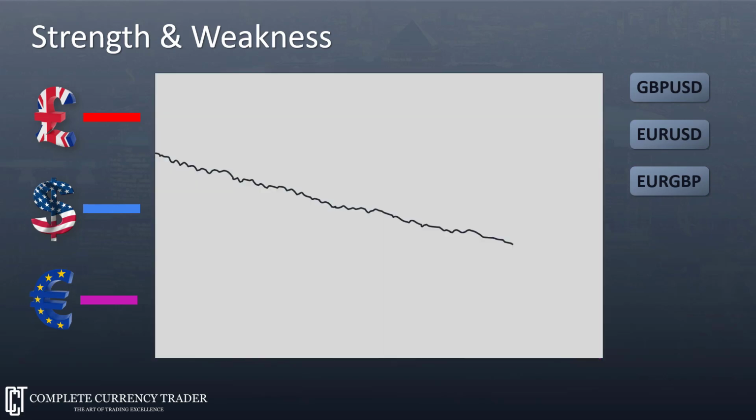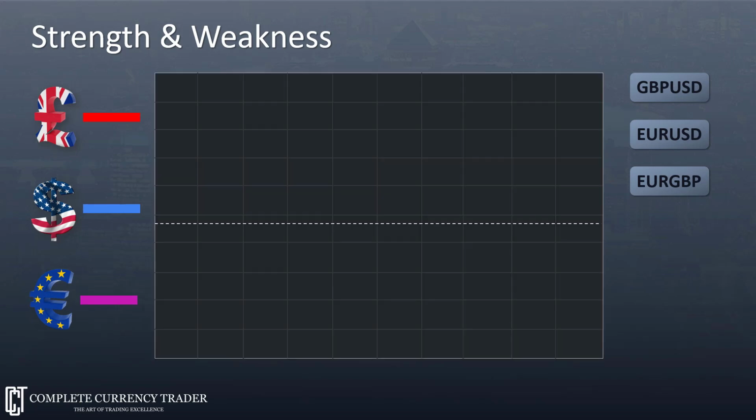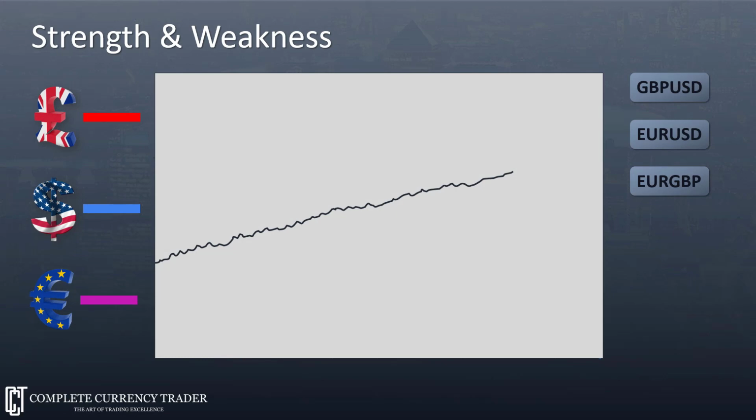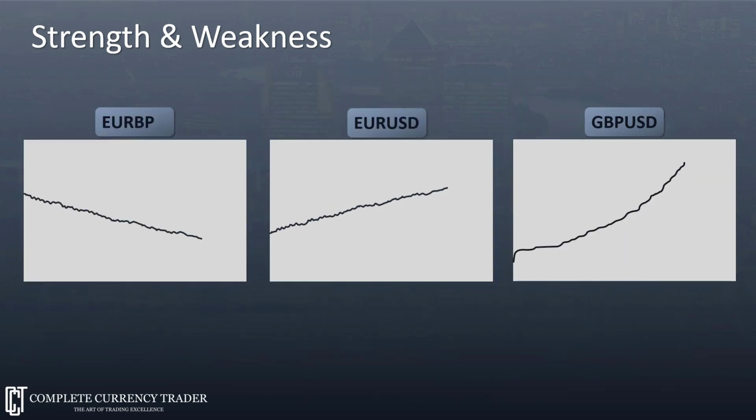The euro-pound pair chart would then look something like this, with the price falling. But compared to the US dollar, the euro would go up in relative terms. The US dollar is getting weaker. It's losing value, so the pair chart would look like this with the price rising. If you were looking at pair charts, you would see all three of them moving. But how do you know where the real orders are happening?